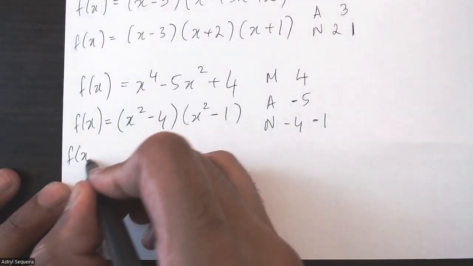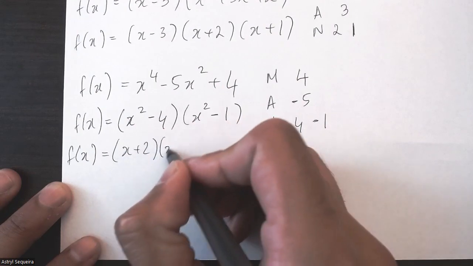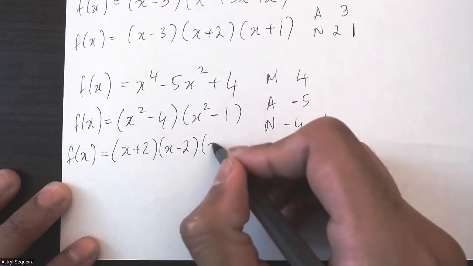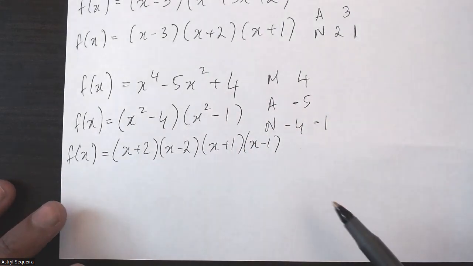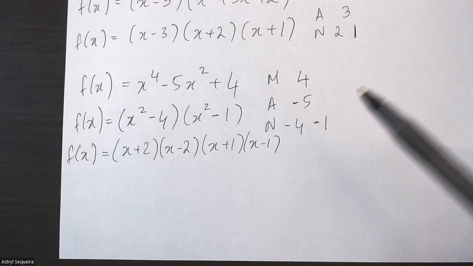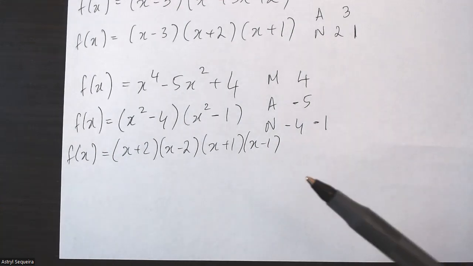Now we can just factor these with a difference of squares. So x plus 2, x minus 2, x plus 1, x minus 1. That's my final solution. Again, like I said, if you did factor theorem, you would take a lot more time and a lot more space. This is so much quicker and so much easier.